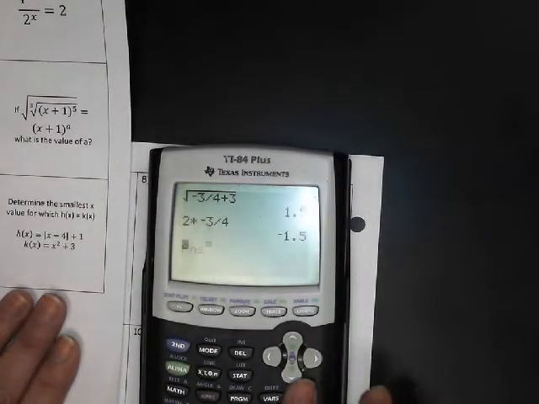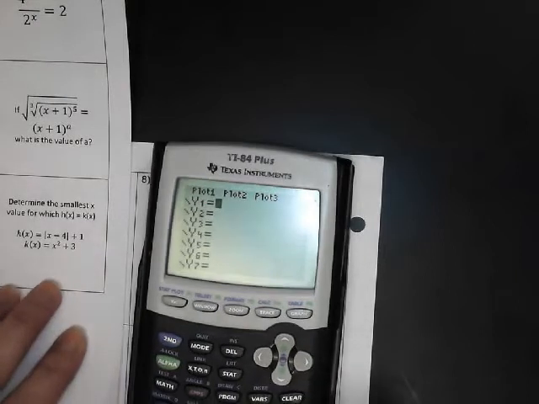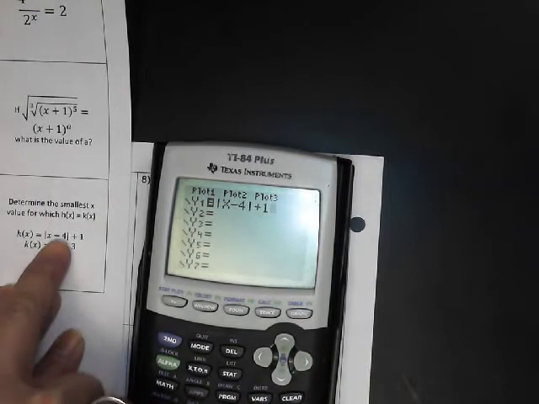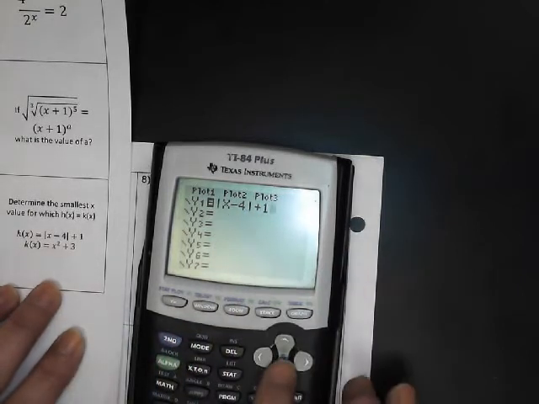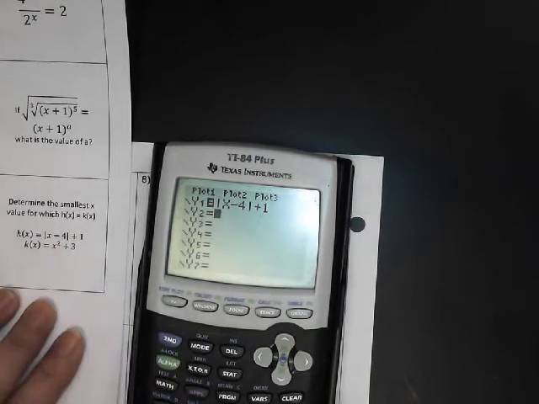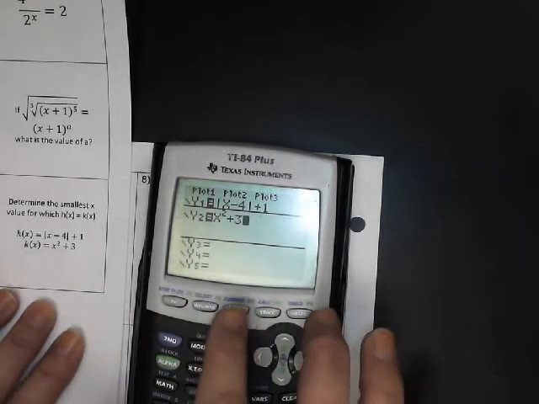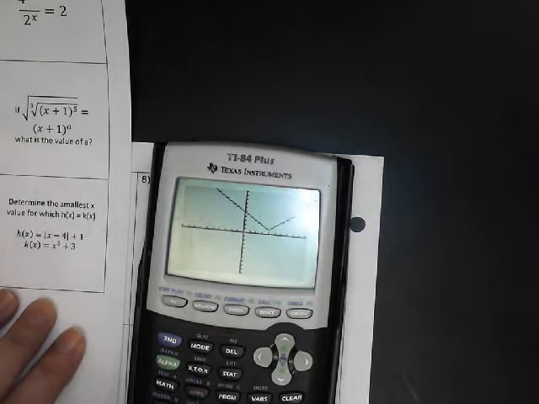So if you go to your y equals menu so you can type these things in, we have to get our absolute value. So there's x minus 4 plus 1, which is just an absolute value parent graph shifted right 4 and up 1. So a negative 10 to 10 window would work fine for that. And then this is a parabola parent graph just shifted up 3. So again, the window from negative 10 to 10 will work for that as well. Now, it may not show the intersections, but actually it does.